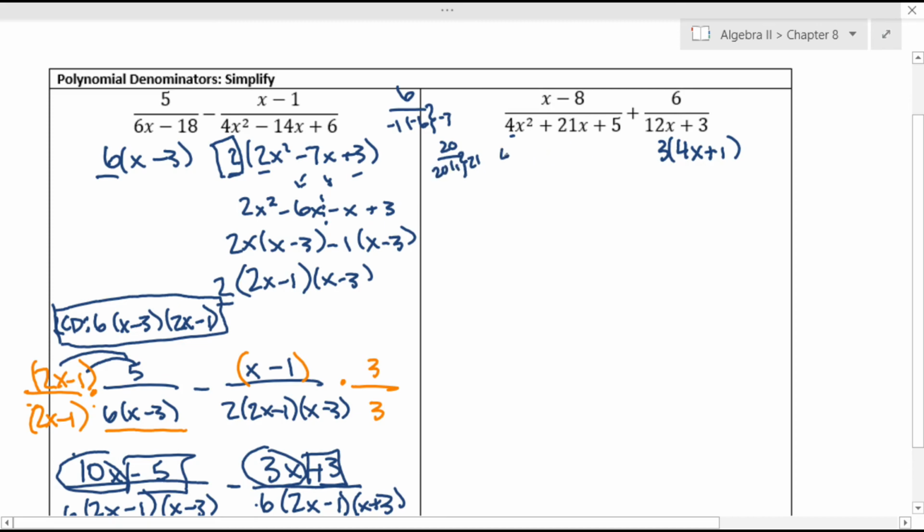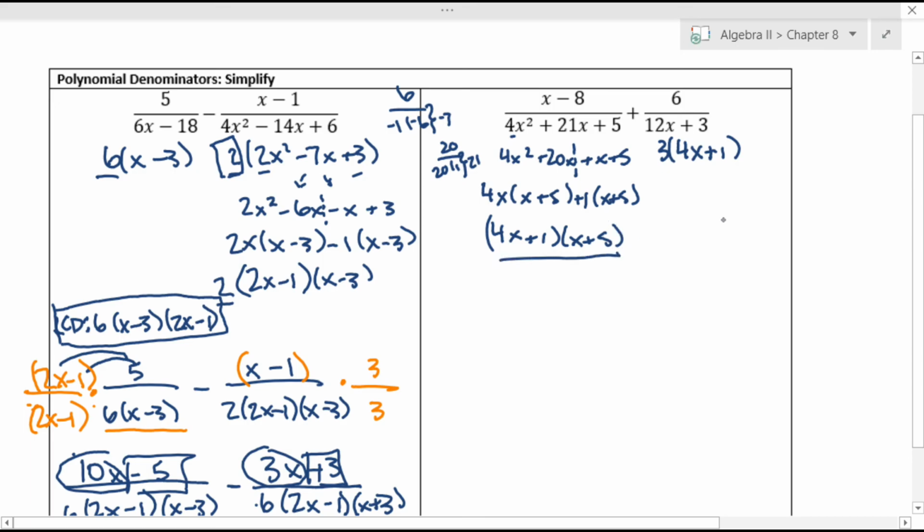So I break that middle term up: 4x squared plus 20x plus x plus 5. And now I'm factoring by grouping. What can I pull out of the first two terms? That's a 4x, and I'm left with x plus 5. On this side, I already have x plus 5, but I need to pull out a positive 1. So these factors are 4x plus 1 and x plus 5. So I'm just focusing on this part and this part. My LCD has to be 3, 4x plus 1, and x plus 5.